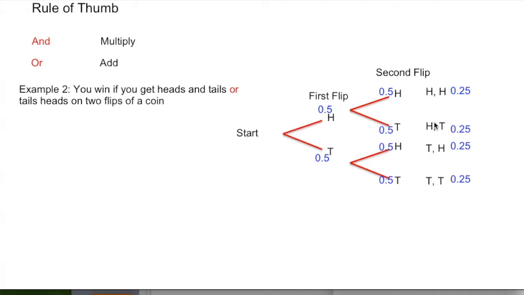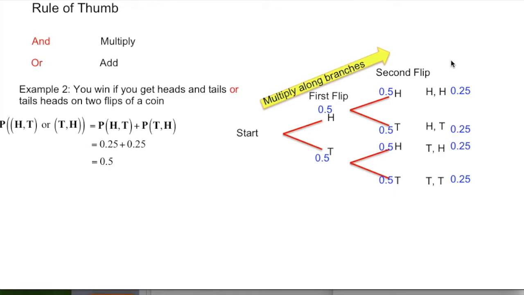We win if heads, tails comes up, or tails, heads comes up. So we win if this comes up, or if this comes up. Whenever that happens, we're going to add. We're looking at the probability of heads, tails added to the probability of tails, heads, which is 0.25 plus 0.25, which is 0.5. So we multiply along the branches, but we add down the leaves. Think of the endpoints as being the leaves of the tree. And that's our rule of thumb.